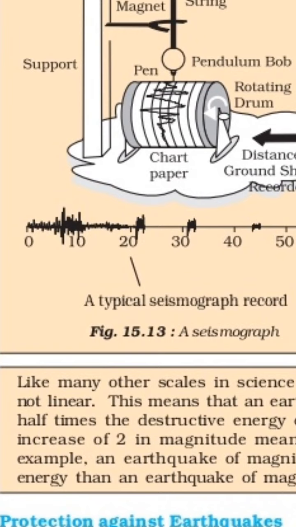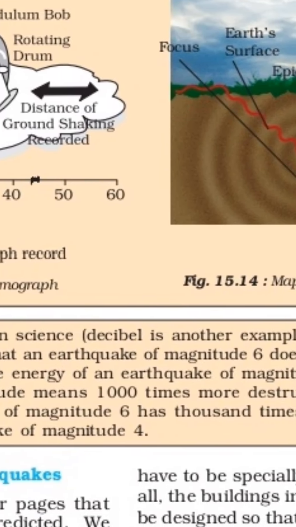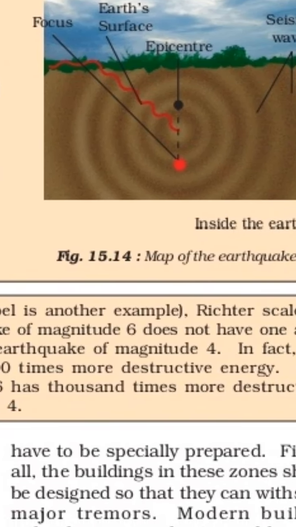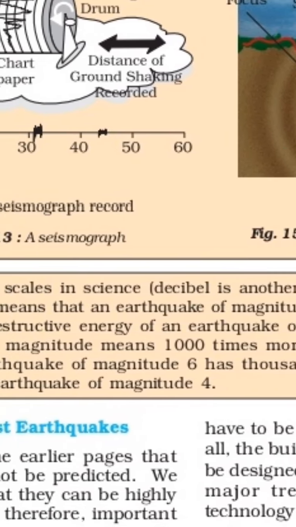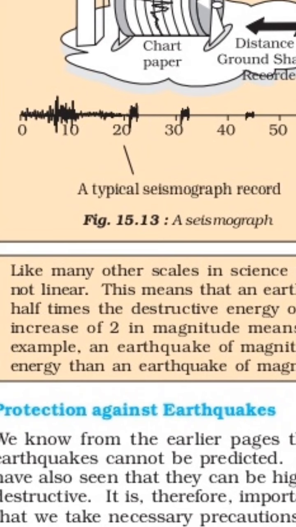See the example. For example, an earthquake of magnitude 6 has 1000 times more destructive energy than an earthquake of magnitude 4. You can realize from this line how magnitude affects the destructive energy of an earthquake. An earthquake which has a magnitude 6 has 1000 times more destructive energy than the earthquake which has a magnitude 4.